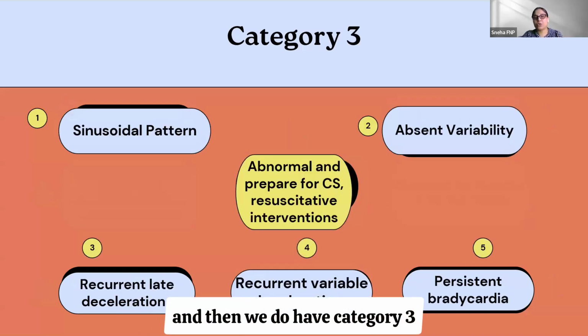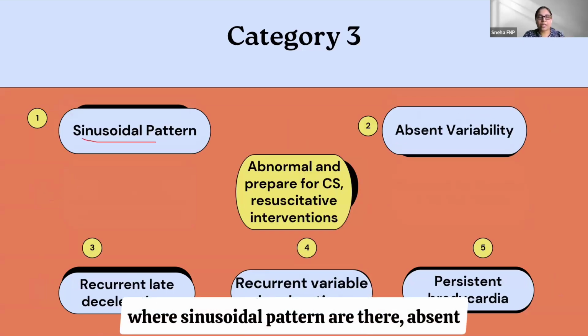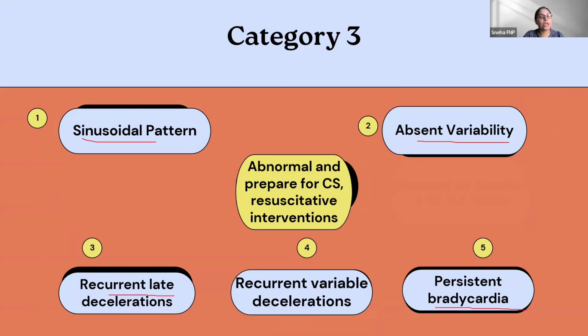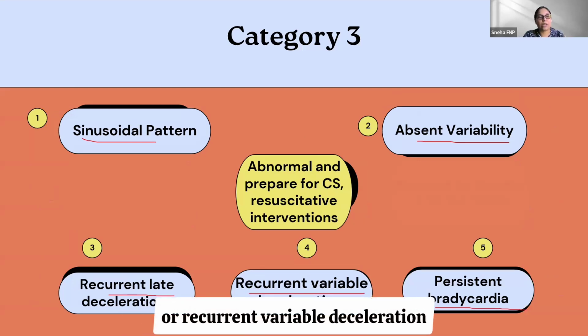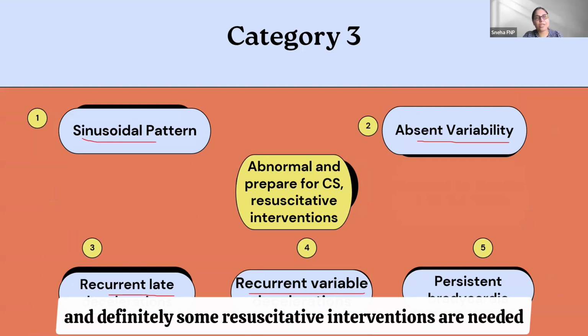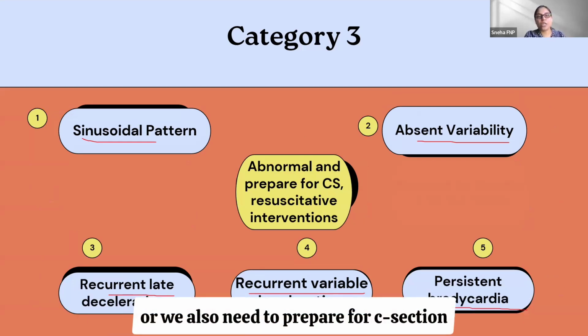And then we do have category 3, where sinusoidal pattern, absent variability, persistent bradycardia, recurrent late deceleration or recurrent variable deceleration are there. So late deceleration and variable deceleration, these are abnormal and definitely some resuscitative interventions are needed, or we also need to prepare for C-section.